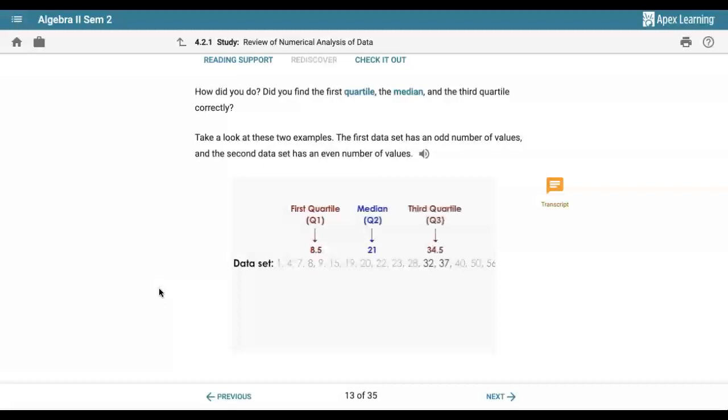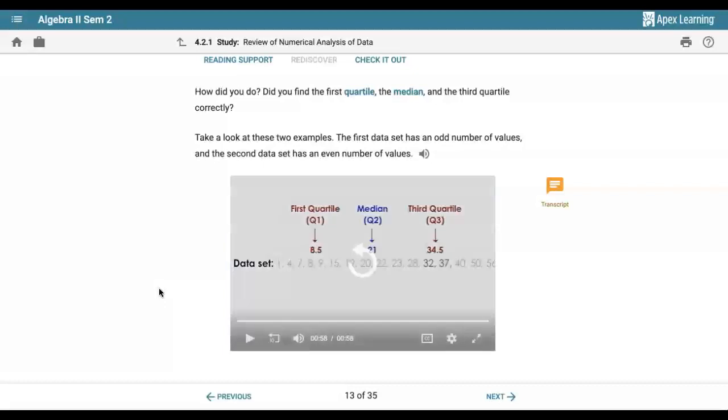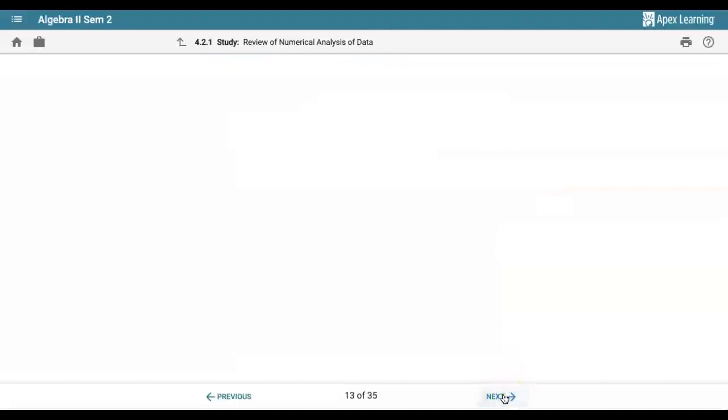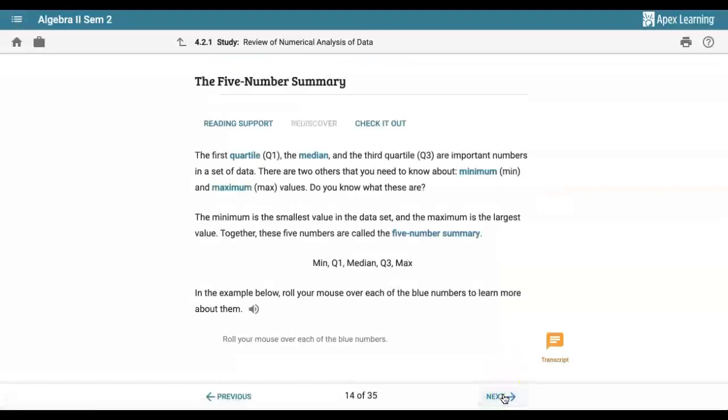The third quartile is 34.5, the average of the two values, 32 and 37. Okay, so that was two examples of how to manually look for these different quartiles. All right, then we can do what's called the 5-number summary.